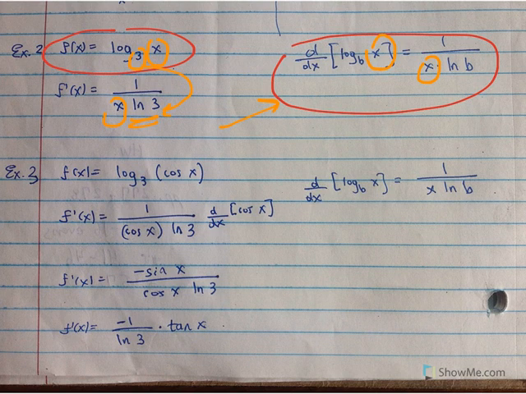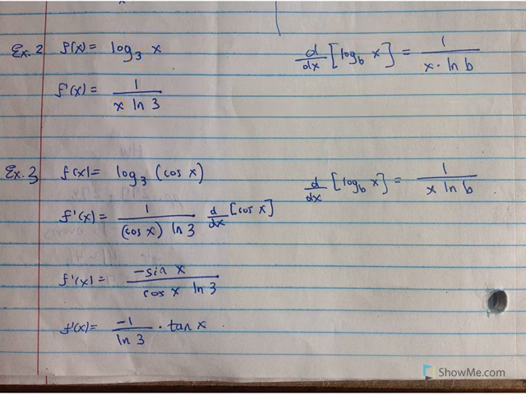So the next example is a little bit more involved, because now we have a composition of two functions. Now we have log base 3 of cosine of x. So what we have here is a composition of two functions. The outside function is log base 3, the inside function is cosine. So not only are you going to be using the newly derived differentiation rule, but you will also be using the chain rule. So how do we do that?